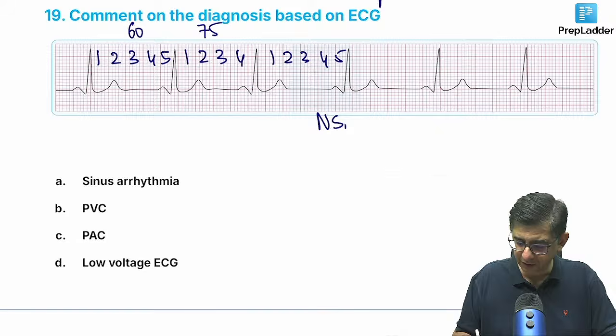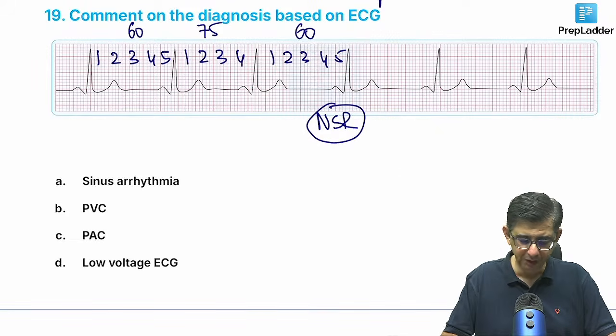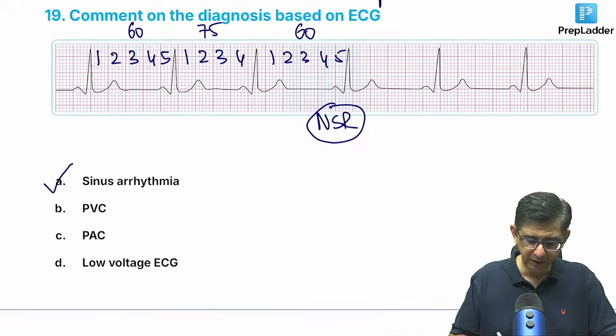The guy is having an NSR, and there is a heart rate that is oscillating between normal in a patient. That can happen in anybody with respect to breathing because the heart rate is normal. Therefore, we will say it is sinus arrhythmia.